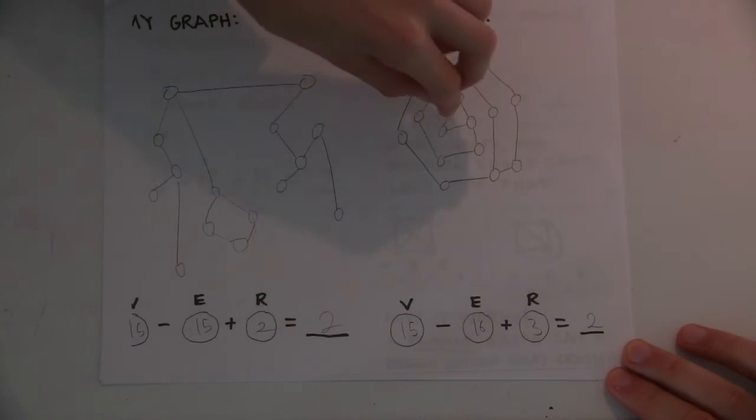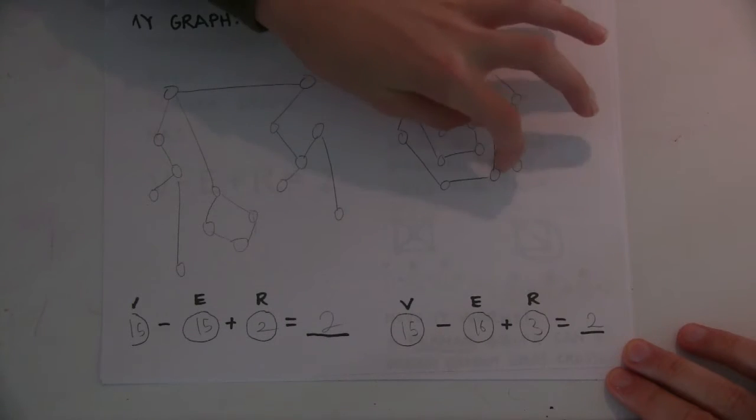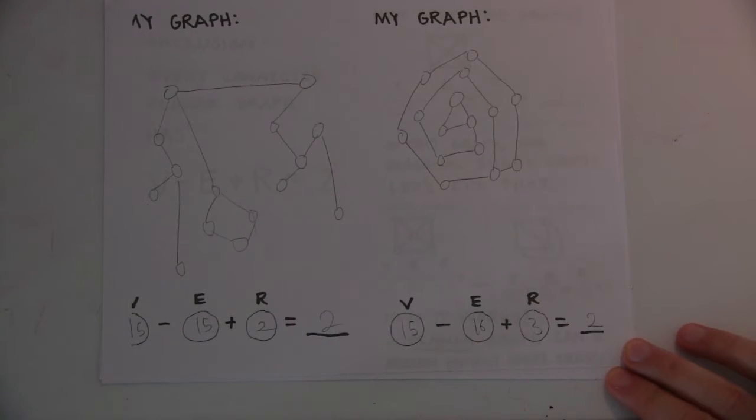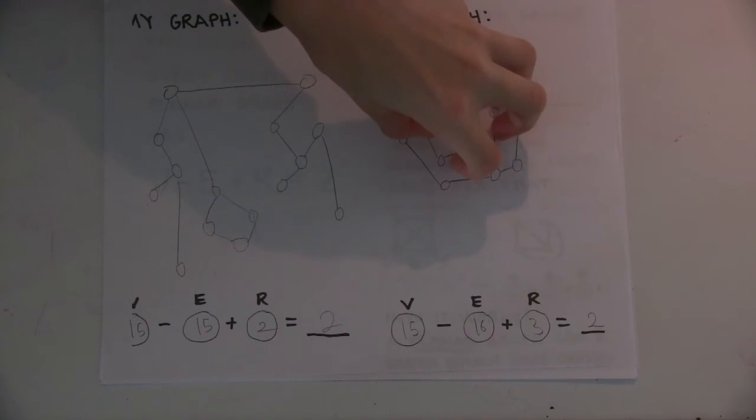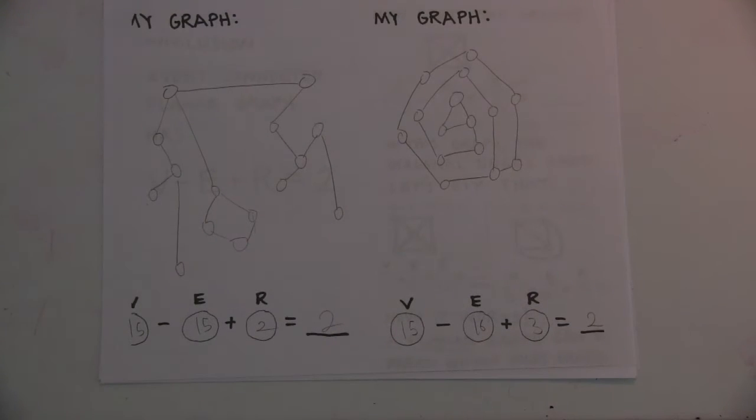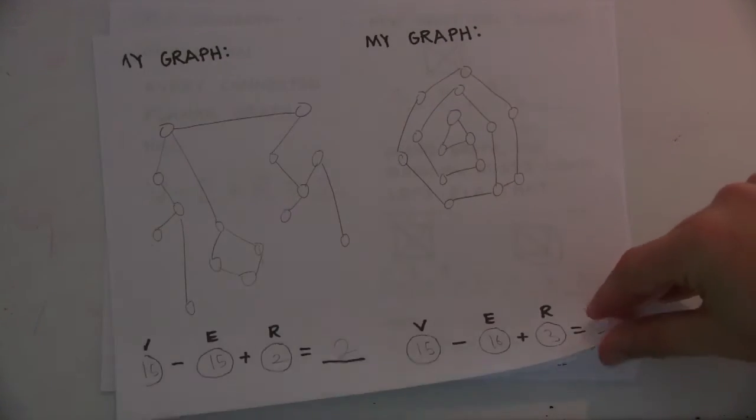And then there's this one that sort of spirals out and then closes here. So it gives us 15 vertices and 16 edges and 3 regions: the triangle, the sort of spiral, and then the outside. Actually, that one kind of shows that it can be hard to count the number of regions sometimes. And then this also gives us 2. So it does seem to be working for every graph we've tried.